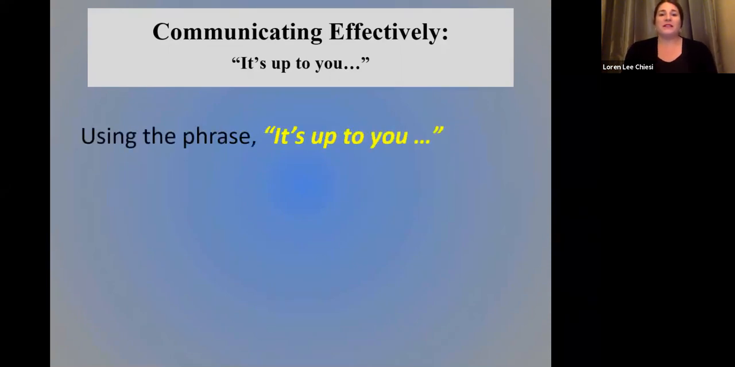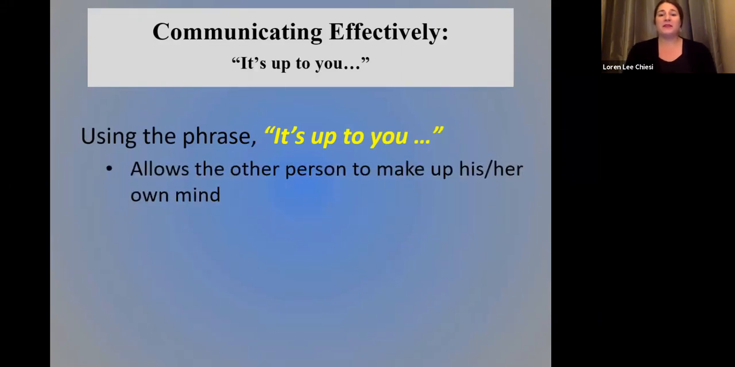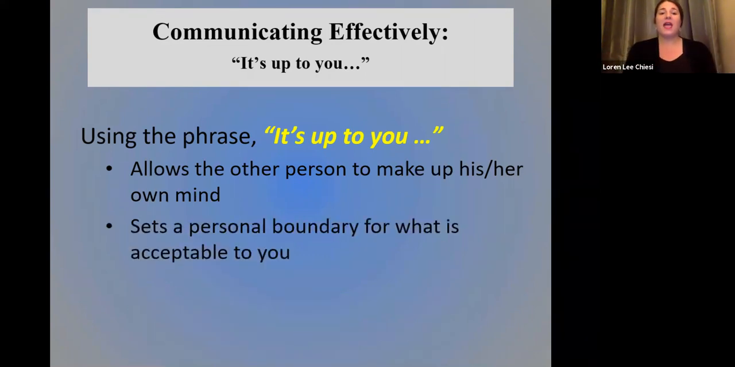Using the phrase, it's up to you, allows the other person to make up his or her own mind about the situation. Again, you're basically throwing the ball to the other person. This is what I'm willing to do. How are you going to react to that? It sets a personal boundary for what is acceptable to you. You've made up your mind about what you think you can handle. It gives the other person the opportunity to bring up other resolutions, to see that you're not going to budge, that this is important and serious and an opinion that you want to be respected.